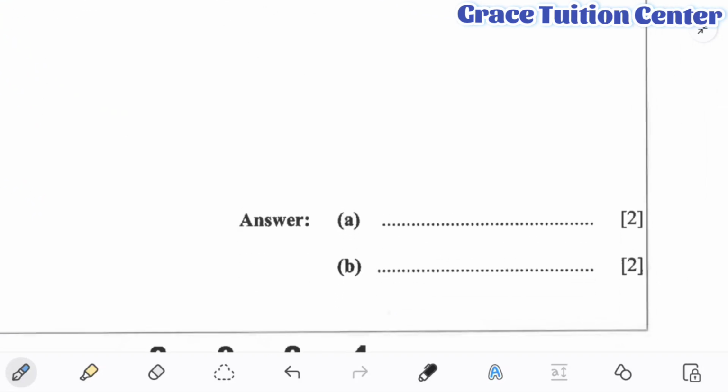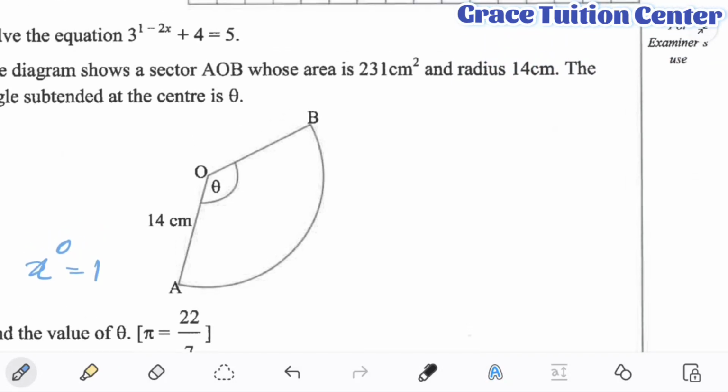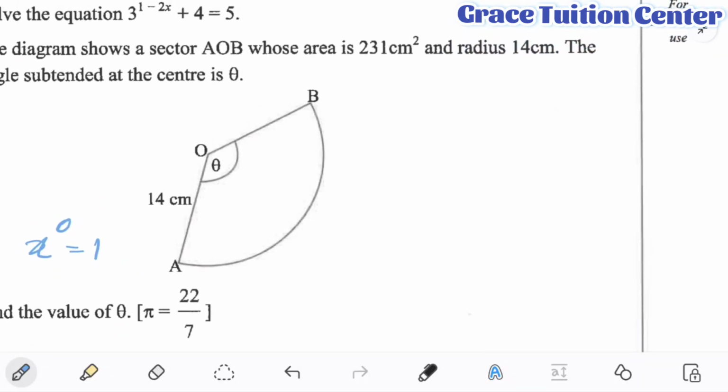Yeah, so we can come here on our answer space and confidently write that our value of x is actually half. Our value of x is half. Let's go ahead and check out this next question.